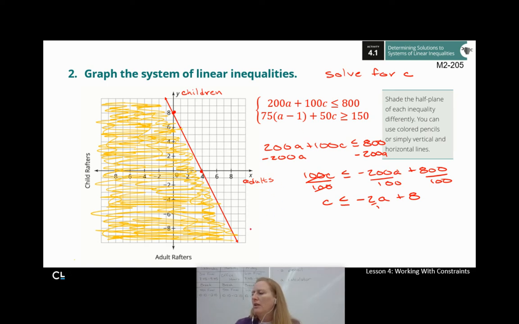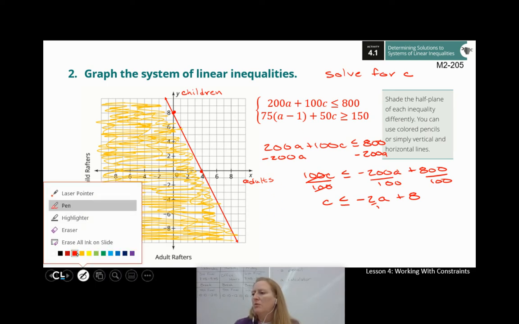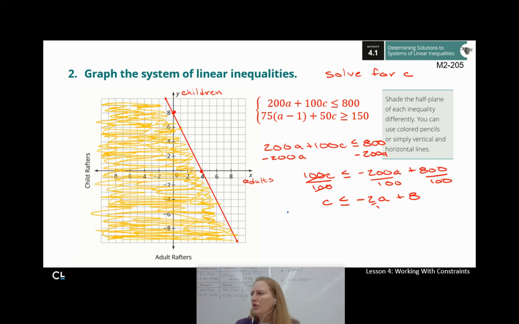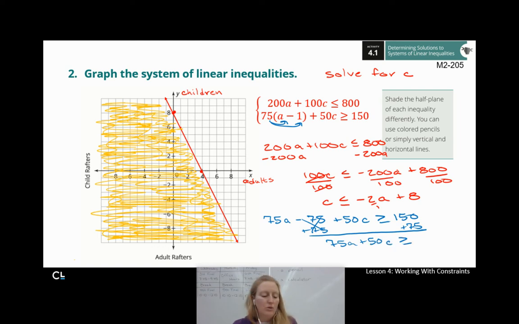Let's solve the other inequality for A. And just to make it easier to see what I'm doing, I am going to use another color here. So I have 75. Let's go ahead and distribute this. 75A minus 75 plus 50C is greater than or equal to 150. I'm going to start off by adding 75 to both sides. So now I have 75A plus 50C is greater than or equal to, thank you, Mr. Calculator, 150 plus 75 is 225.